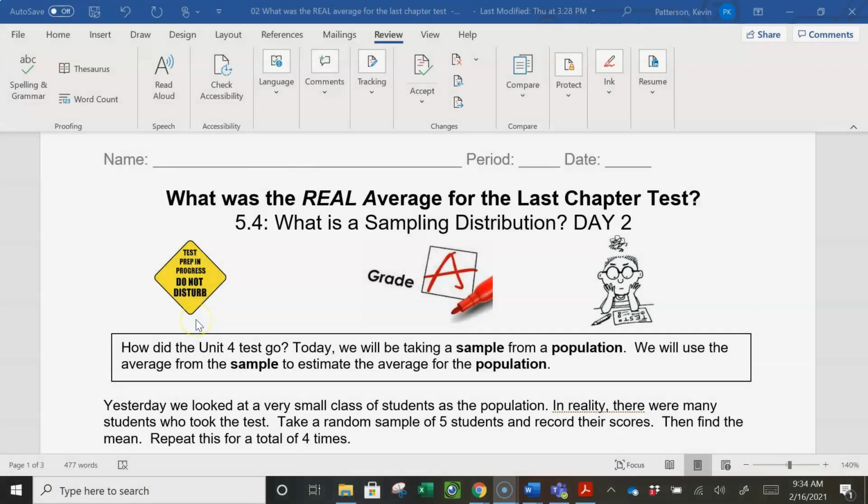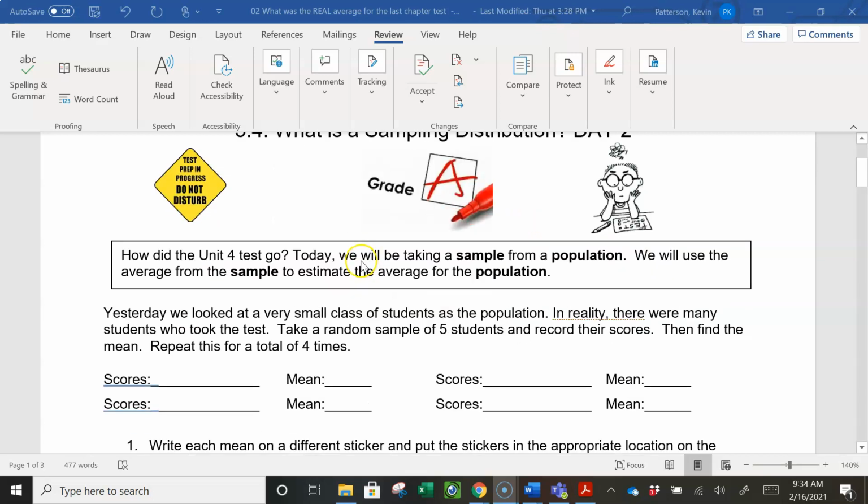Hey everyone, today we're going to continue to work with sampling distributions, and the activity is called What was the real average for the last chapter test? Okay, so we still are sticking with the same theme as our last activity. How did the Unit 4 test go? We're still going to be taking a sample from a population, but now we're going to use the average sample to estimate the average for the population.